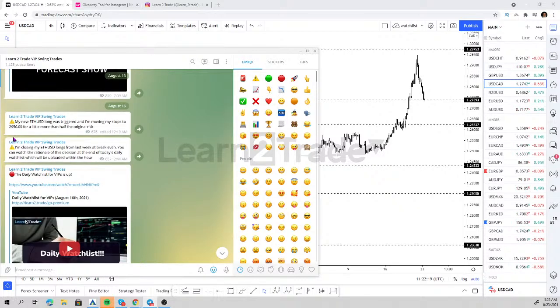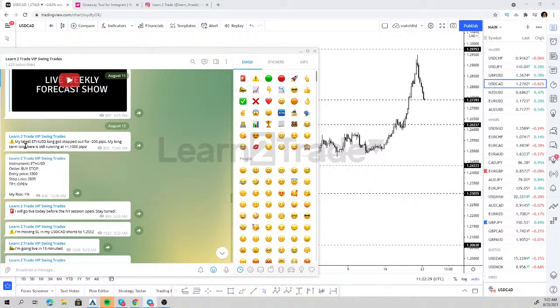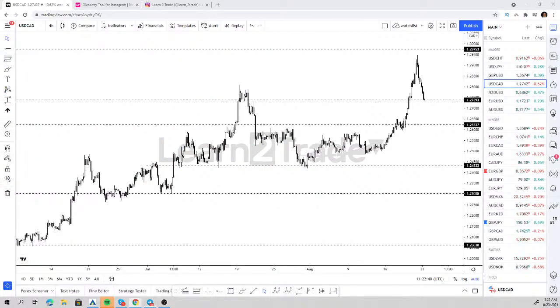Right, stop loss on US dollar CAD. My Ethereum long got stopped, but my long-term long is still running at 11,000 pips or so. On the swing trading VIP group, you're not going to get my trade every single day. I don't trade every single day for the swing trade.